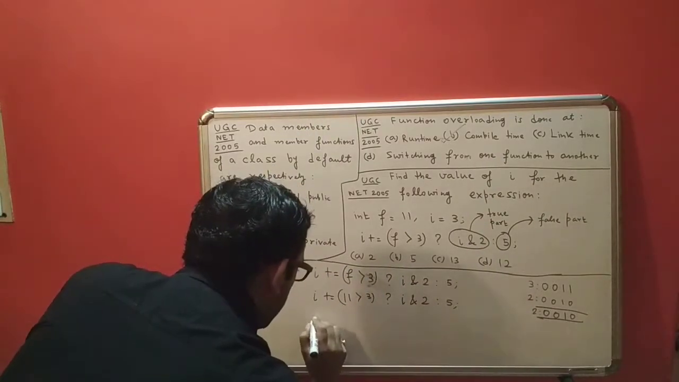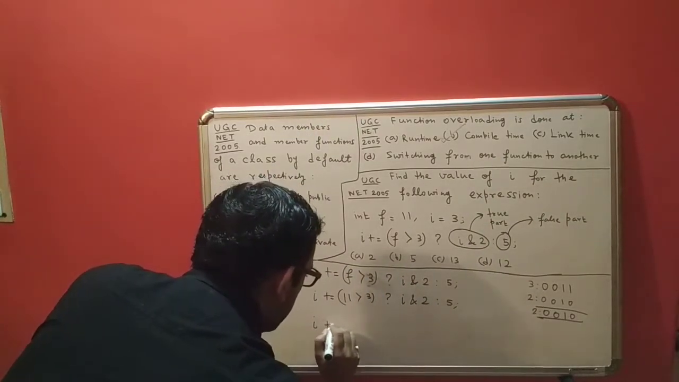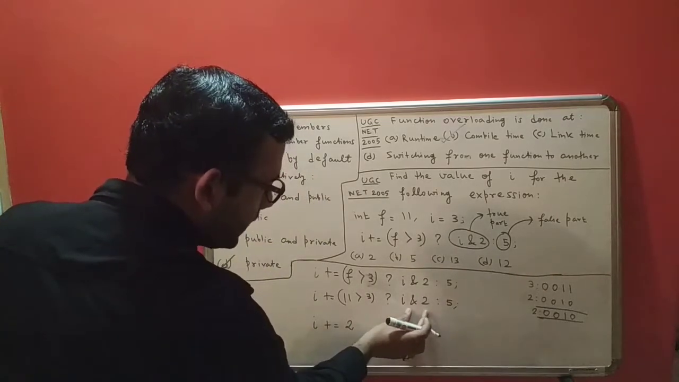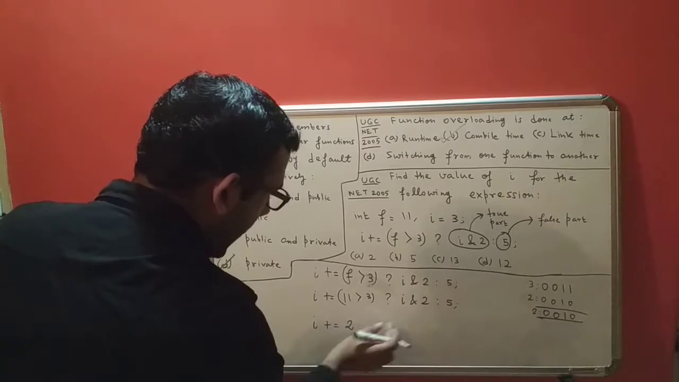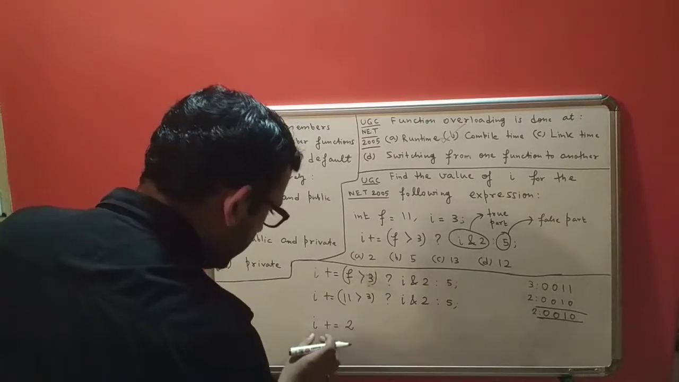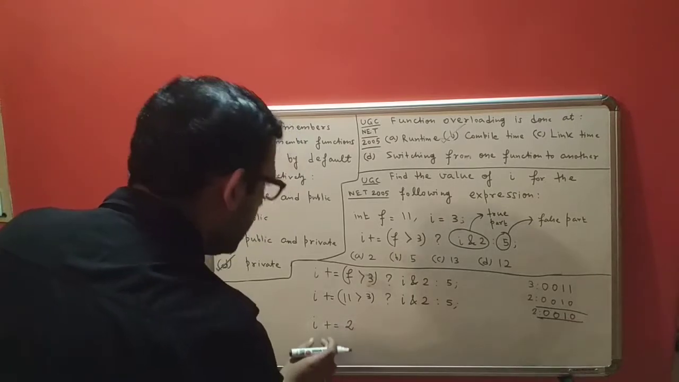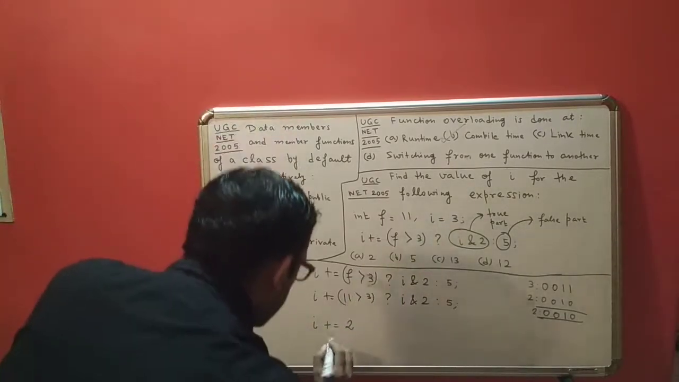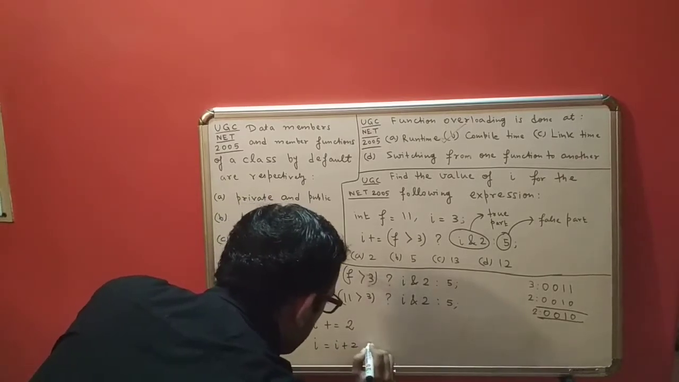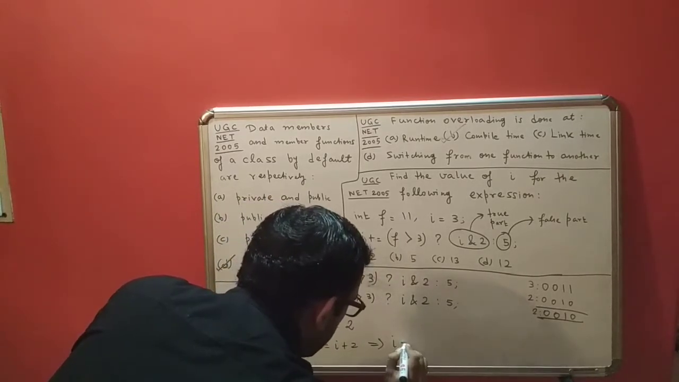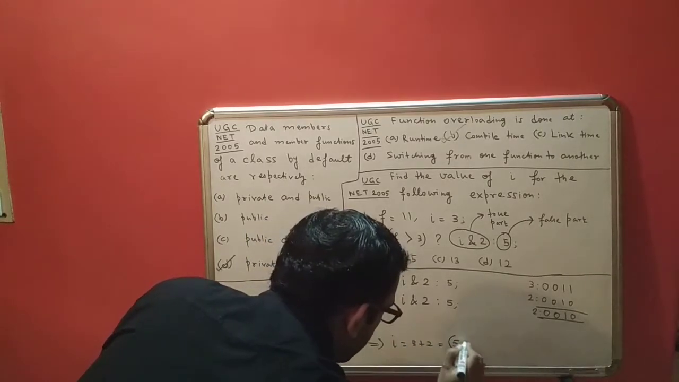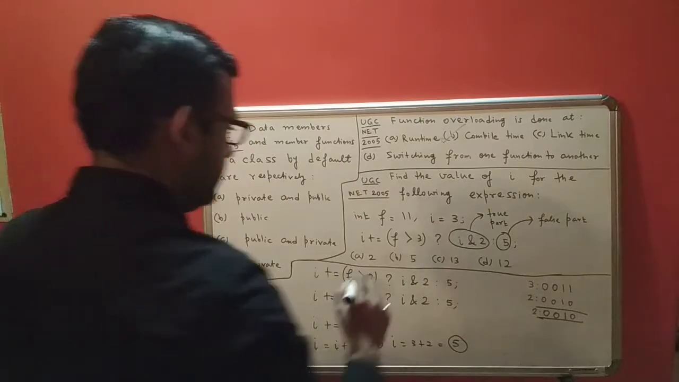Now, what am I left with? I am left with i += 2. Why? Because the true part evaluated to be 2, and as I mentioned, the true part will be assigned to the variable on the left. So, we have i += 2. Now, what is the value of i? The value of i is 3. So, this will be i = i + 2, which in turn will give us i = 3 + 2, that is 5. So, the final answer is 5. That is option B.